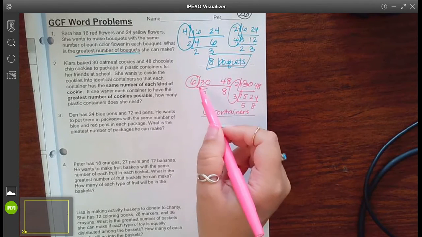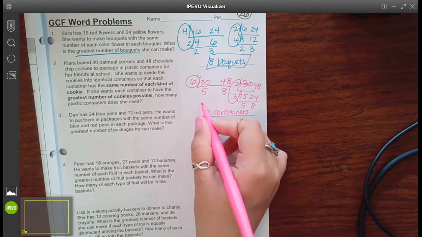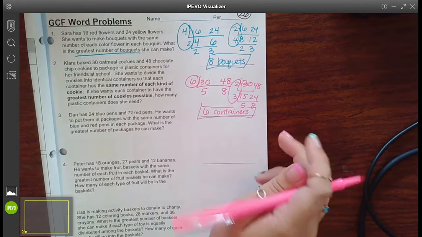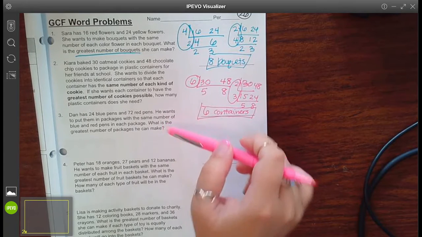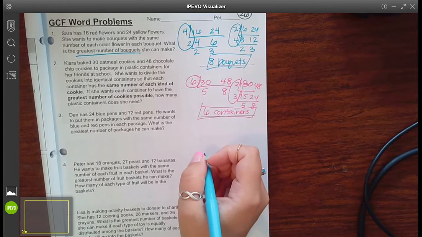Not only does it give me the GCF, but it also tells me what it means and what's in each container. Okay, if you haven't already paused the video and tried some of them yourself, I suggest you pause it, try this one, and then come back and check. All right, now that you've unpaused it and you're back with me, let's go ahead and try it together.